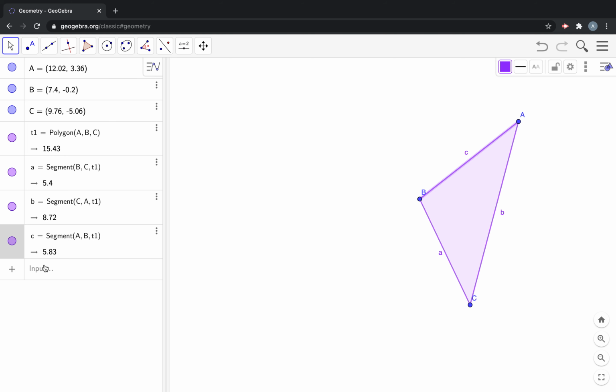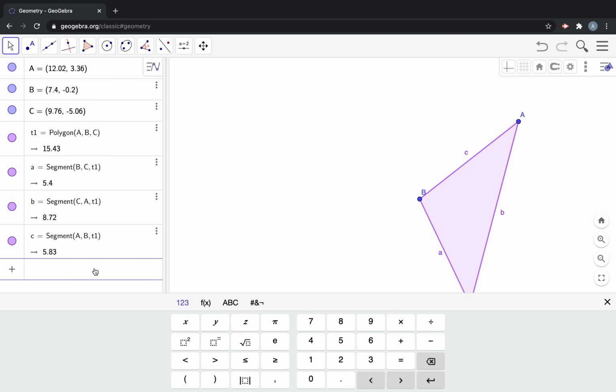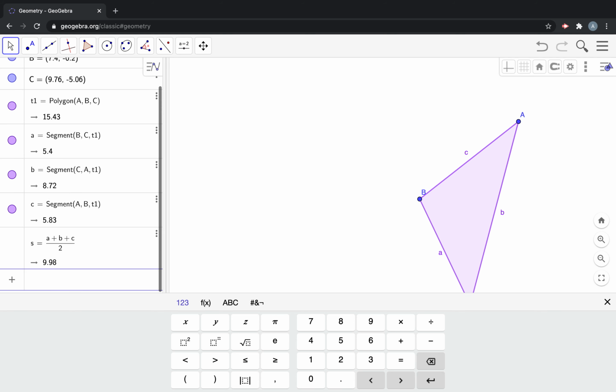So let's go ahead and input Heron's formula. So S would equal A plus B plus C. Let's put a parenthesis on there, divided by 2. Not 12, 2. There we go. Just making sure everybody's paying attention. And that comes out to 9.98. So now we have the semi-perimeter.